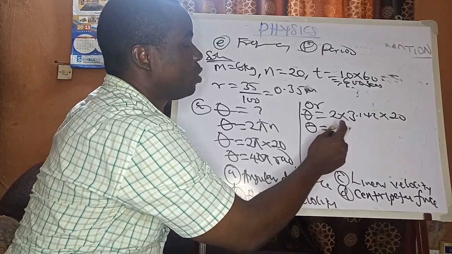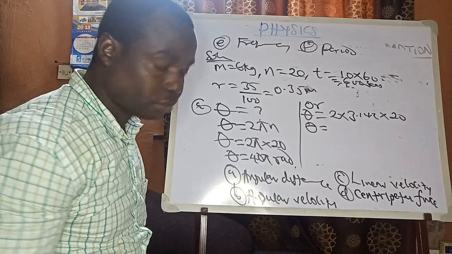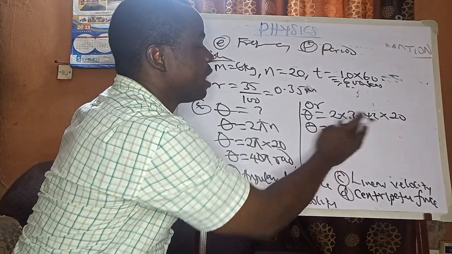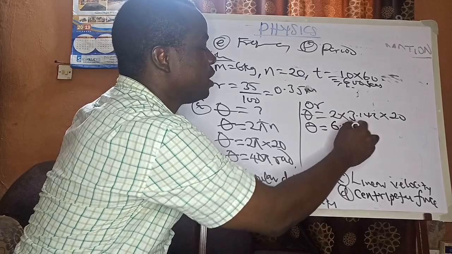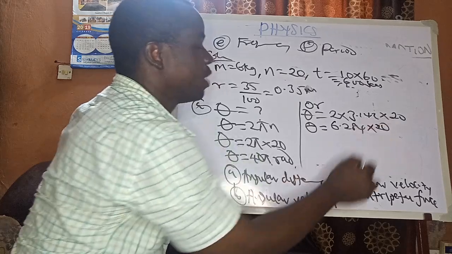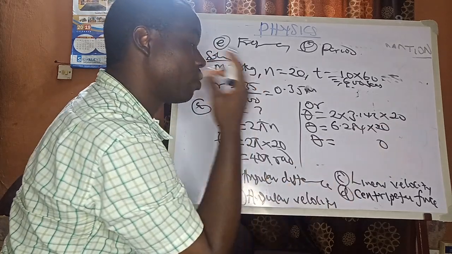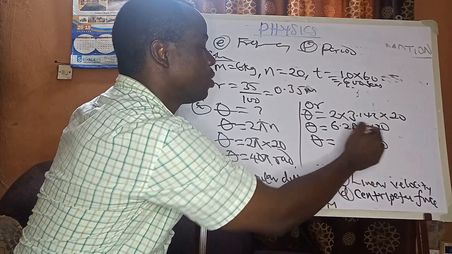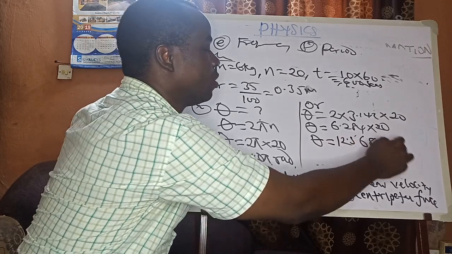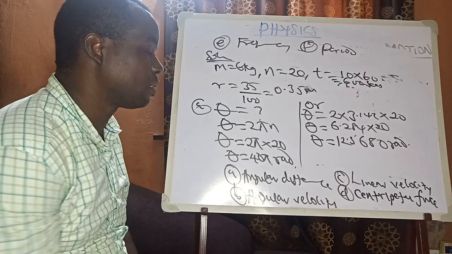So if you now solve that, 2 times 3.142, if you multiply these, 2 times this is 6.284. Then multiplied by 20, right? So the answer will now be 125.68 radians. Is it clear now? So please take note of that.